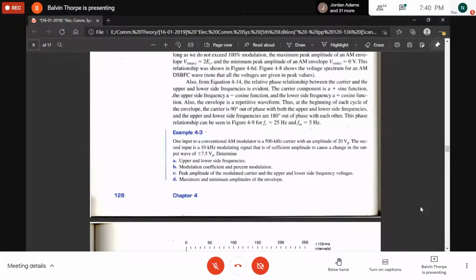Anybody not following me? Nope. Anybody here not following? All right, so we all got it. So far, so good. Not showing a solution yet, you know. We just want you to work. Okay. So from one of the ladies now, what's the peak amplitude of the modulated carrier and the upper and lower side frequency voltages?